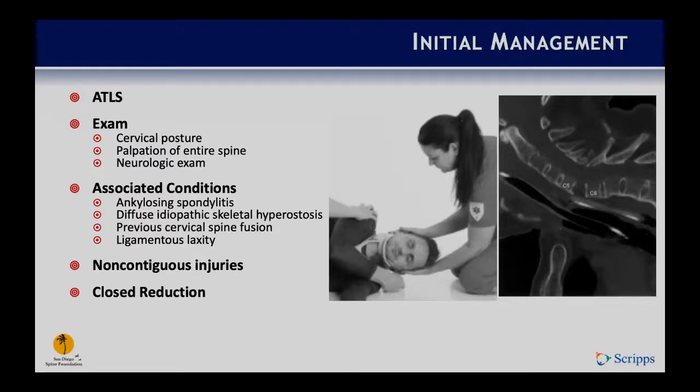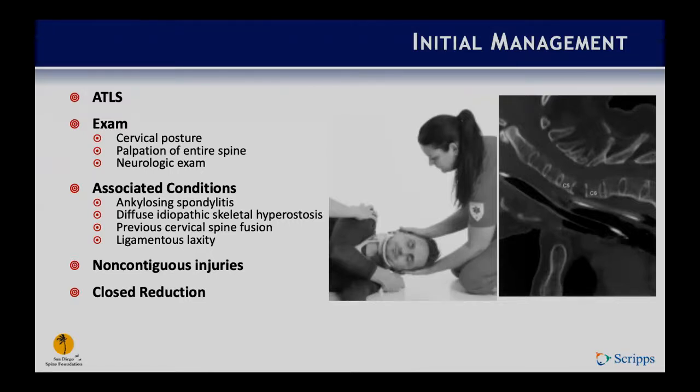And then one thing to note, you need to take careful note of patients that talk about these stiffening metabolic conditions such as DISH and ankylosing spondylitis, or that have an acquired kyphosis that is their normal.